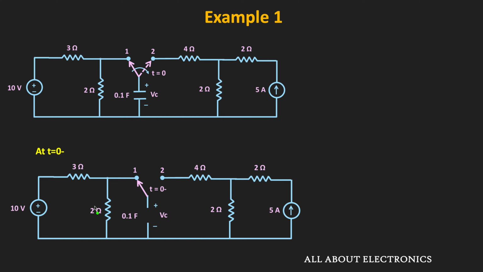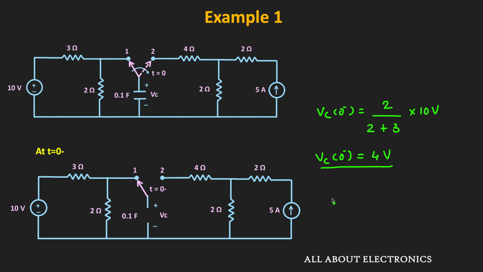So using the voltage divider rule, we can say that the voltage across this 2 ohm resistor, or the initial voltage across the capacitor, that is Vc(0-), is equal to 2 divided by (2 ohm plus 3 ohm) times 10 volt, or that is equal to 4 volt. So we can say that the initial voltage across the capacitor, Vc(0-), is equal to 4 volt.